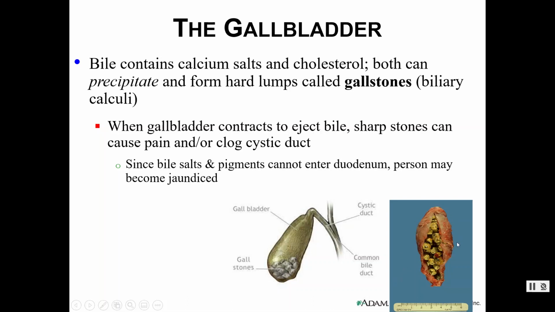This is a picture of a gallbladder that's full of those little stones. If you can imagine when this contracts, if these little stones get in the way in our tiny tube, then it becomes a lot harder to move the bile through the ducts like it's supposed to.